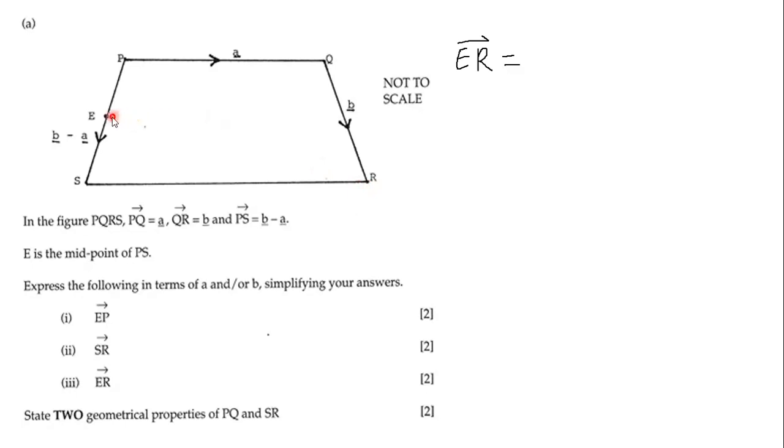Now, how are we going to do it? There are different ways we could do that. We can start from E, go to P, then go to Q, and then go to R. So we could do EP plus PQ plus QR, or we can do ES plus SR. Okay, so there are different ways to do this. But we're going to pause right here, and we're going to consider it in the next video.